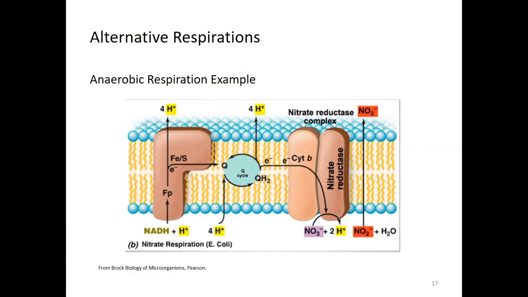The big difference is this terminal protein, this final protein in the electron transport chain. Does it put those electrons on oxygen or on something else? In this case, it is nitrate. Right? So that's an anaerobic respiration.